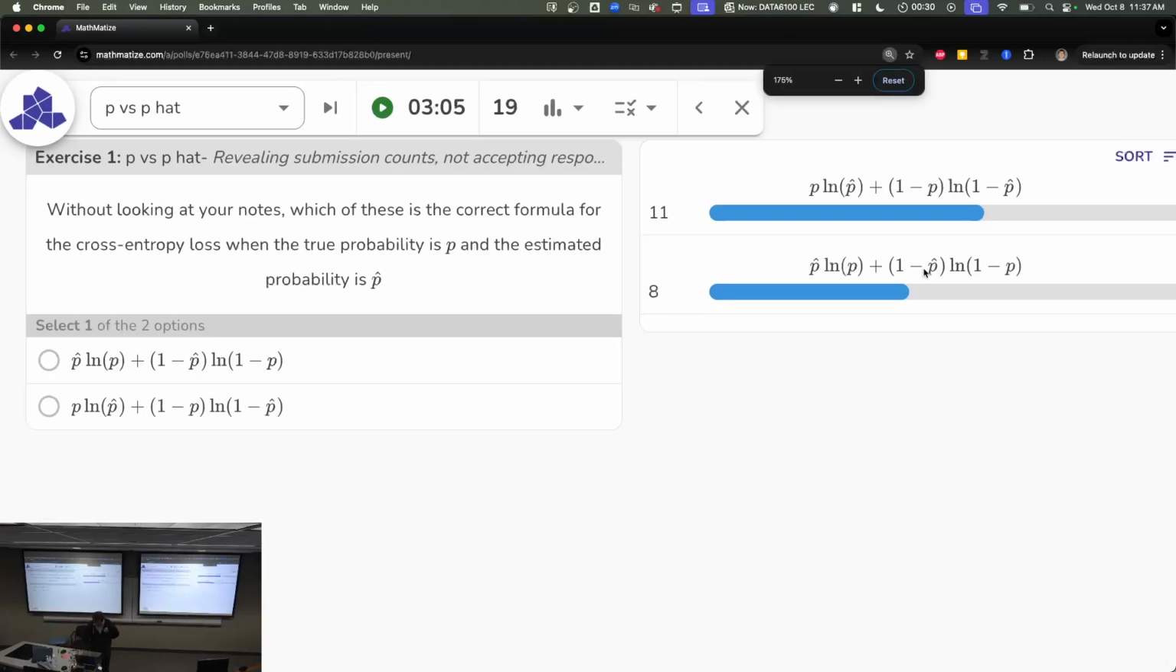11 to 8. This is pretty close to a 50-50 split. We had a couple of people walk in just now, so I think we're going to do a revote. The way I would think about this is to ask yourself, what happens if they are 100% or 0%? This is a good way to figure it out.